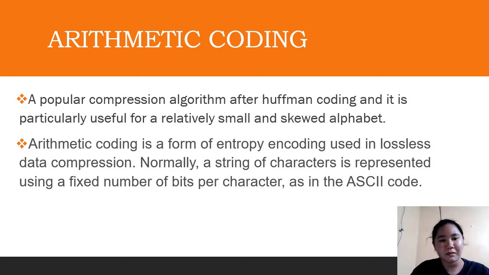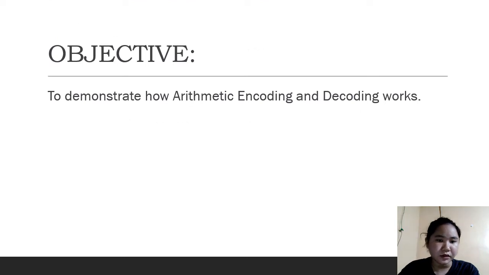Arithmetic coding is a popular compression algorithm. After Huffman coding, it is particularly useful for a relatively small and skewed alphabet. Arithmetic coding is a form of entropy encoding used in lossless data compression, and is normally a string of characters represented using a fixed number of bits per character, as in the ASCII code. So the objective for this task is to demonstrate how arithmetic encoding and decoding works.